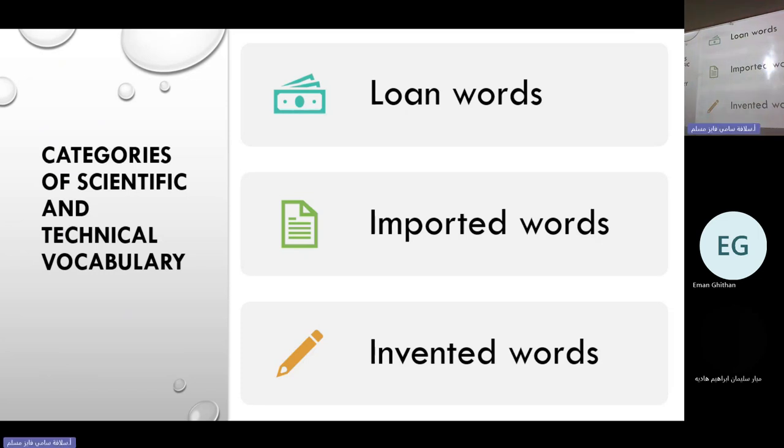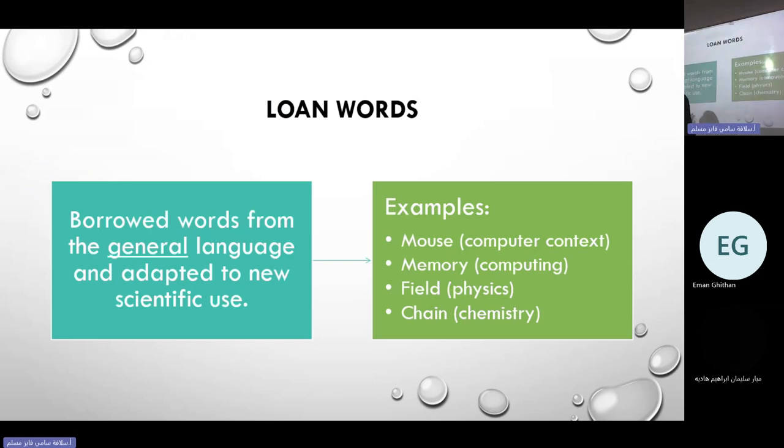There are some categories of these vocabularies. They can be either loan words. What is a loan word? A borrowed word. Imported word. What about invented words? Why invented? It's a new word, right? During some experiments in the technical field, they may create something that needs to be named, okay? So, loan words are borrowed words from the general language. Be careful to distinguish between it and imported, okay? These are words borrowed from the general language and adapted to new scientific use.